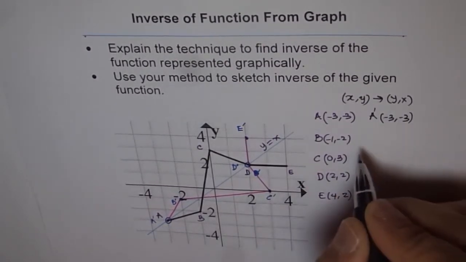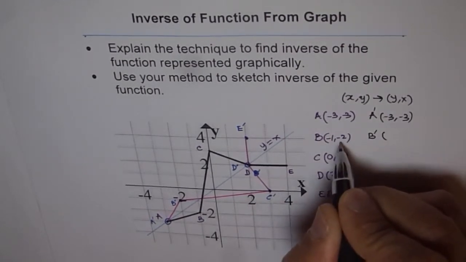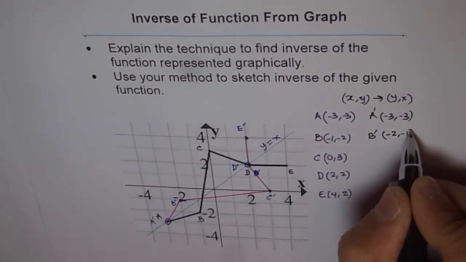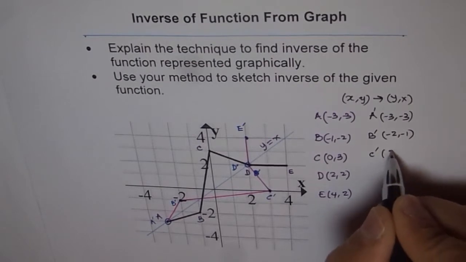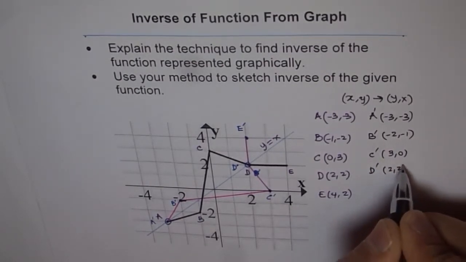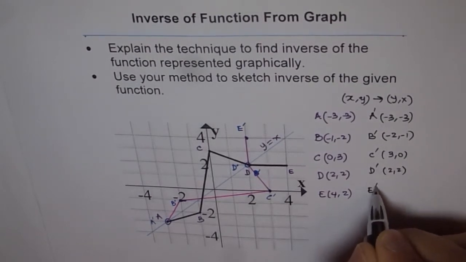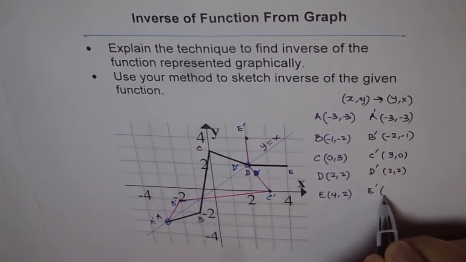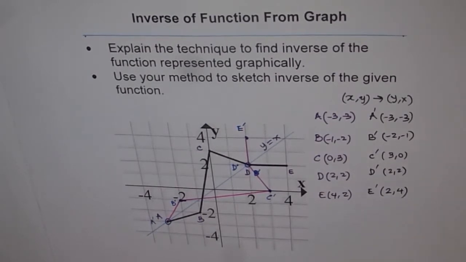They don't change. For B dash, it will be minus 2, minus 1. For C dash, it will be 3, 0. For D dash, it will be 2, 2. This is also invariant. And for E, the image of E will be E dash on the inverse function, which will be 2, 4, right? So that is another way of doing inverse from the graph.